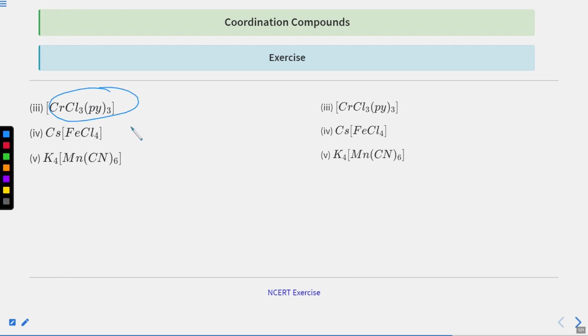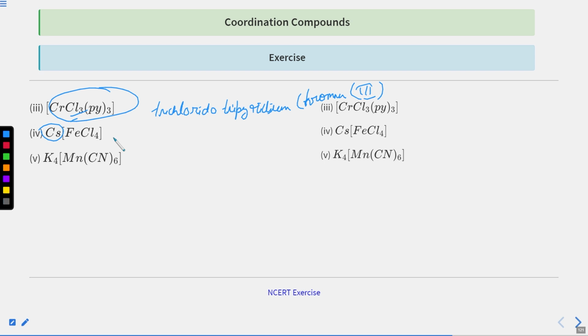[CrCl3(Py)3]. Okay, chlorido will come first, so trichlorido, tripyridine. Since pyridine is a neutral ligand, you don't have to add O like in the case of chlorido. Then chromium. This is -3, so overall compound is neutral, so +3 oxidation state. Pyridine is neutral.